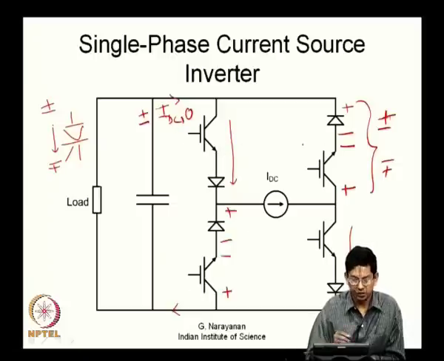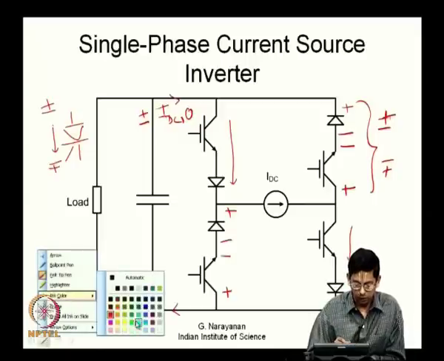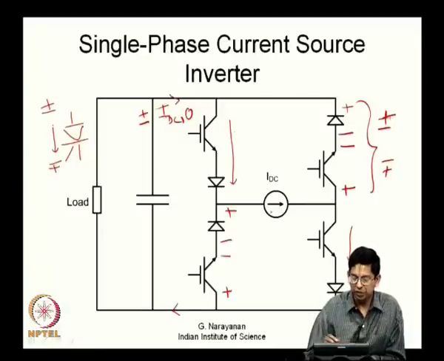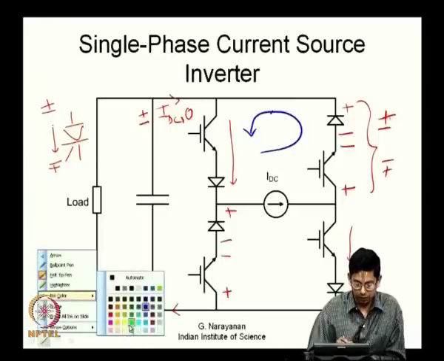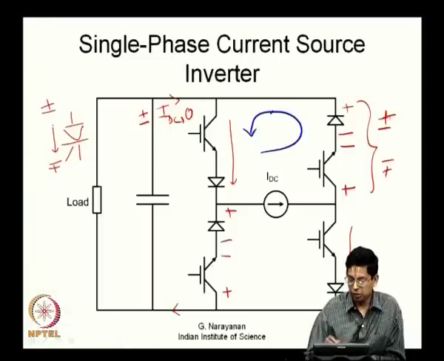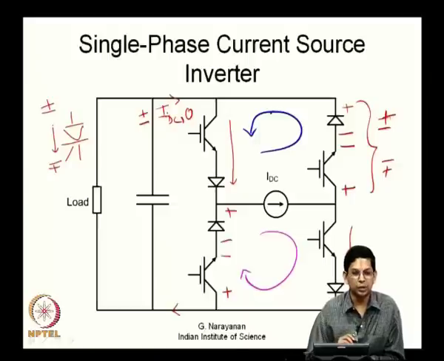If both these transistors are on, then the current gets a path to flow around like this. Alternatively, let us say, let us choose some other color. If these two transistors are on, then the current gets to flow like this. It does not flow through the load. So, the load side current will be equal to 0.